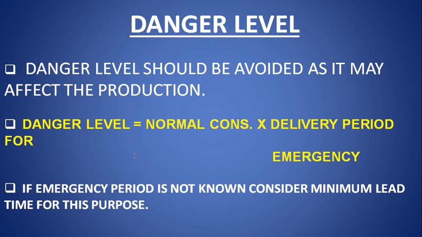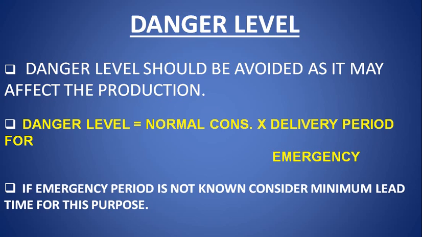So what is danger level? Danger level is the normal consumption multiplied by delivery period for emergency purchases. Delivery period for emergency. What is the delivery period for emergency? अगर हम उसको emergency में order place करेंगे तो वो कितने टाइम में आएगा और उस टाइम में हमारी normal consumption कितनी होगी? Clear? So that is danger level. If emergency period is not known to us, consider the minimum lead time for this purpose. कि कम से कम कितना टाइम लगेगा, that is emergency period. अगर specifically emergency period दिया है तो take the emergency period, otherwise take the minimum lead time. Right? So that is a danger level.